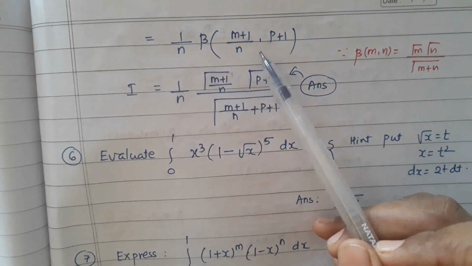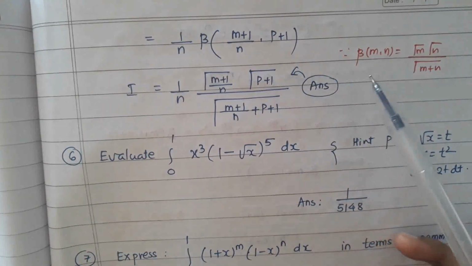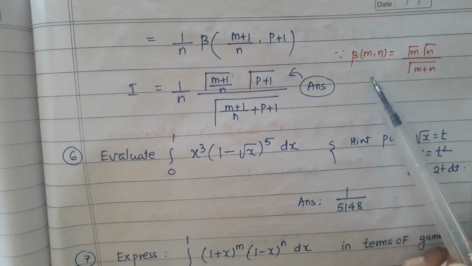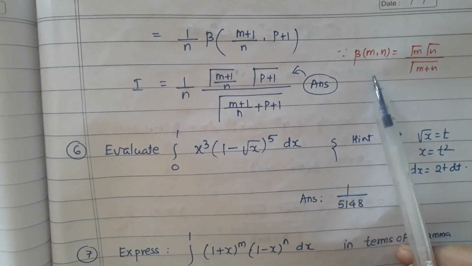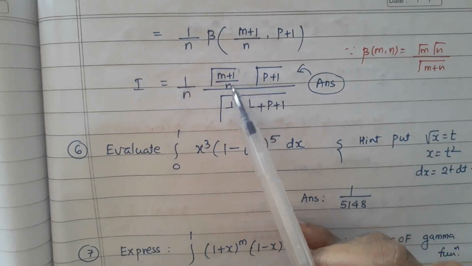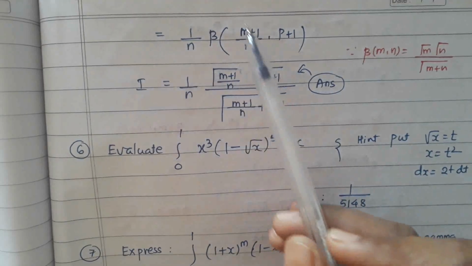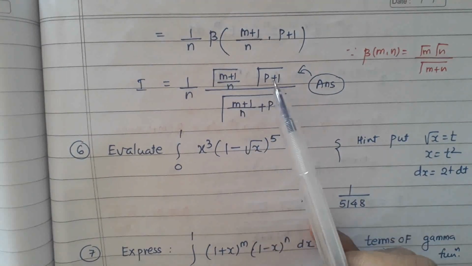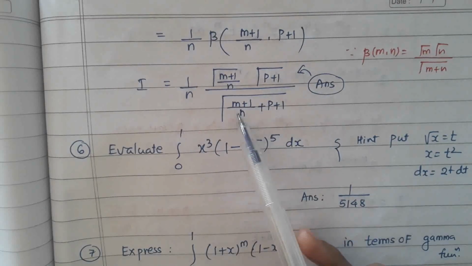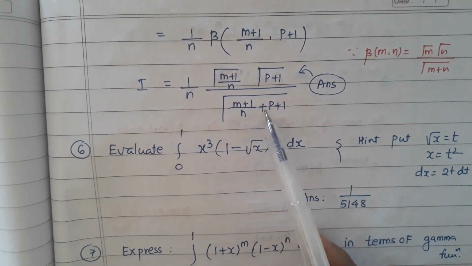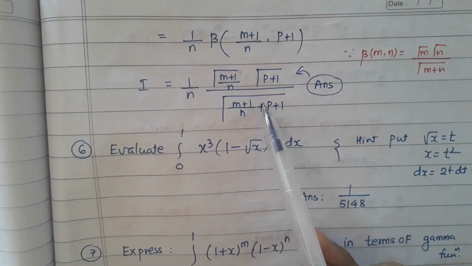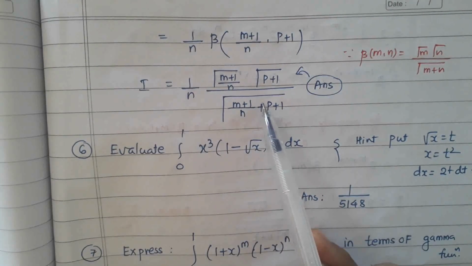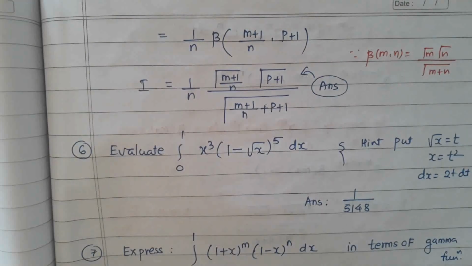To evaluate this beta function, use the relation between beta and gamma function. Beta m, n equals gamma m, gamma n upon gamma (m plus n). So this equals 1 by n, gamma (m plus 1 upon n), gamma (p plus 1) upon gamma (m plus 1 upon n plus p plus 1). This is the final answer. That means we can express any integral of this form in terms of gamma function.